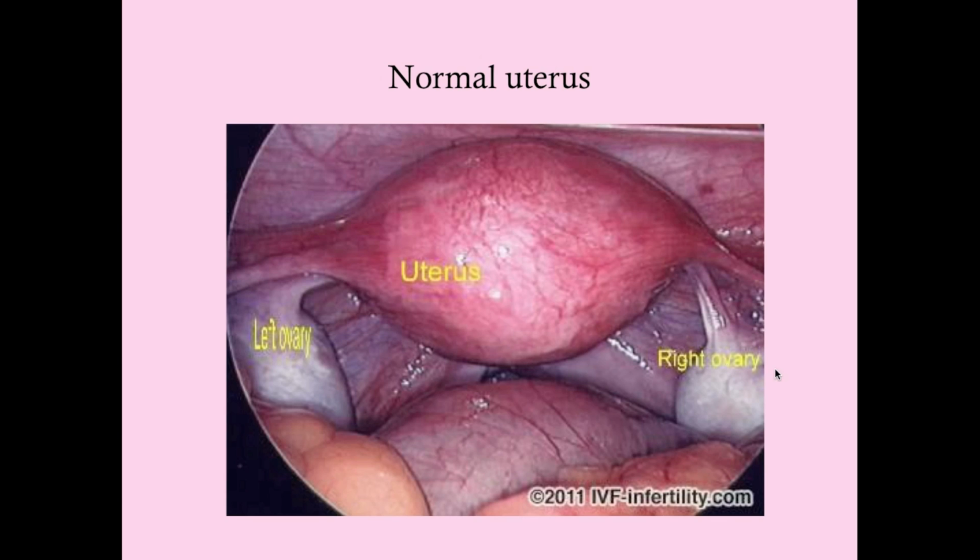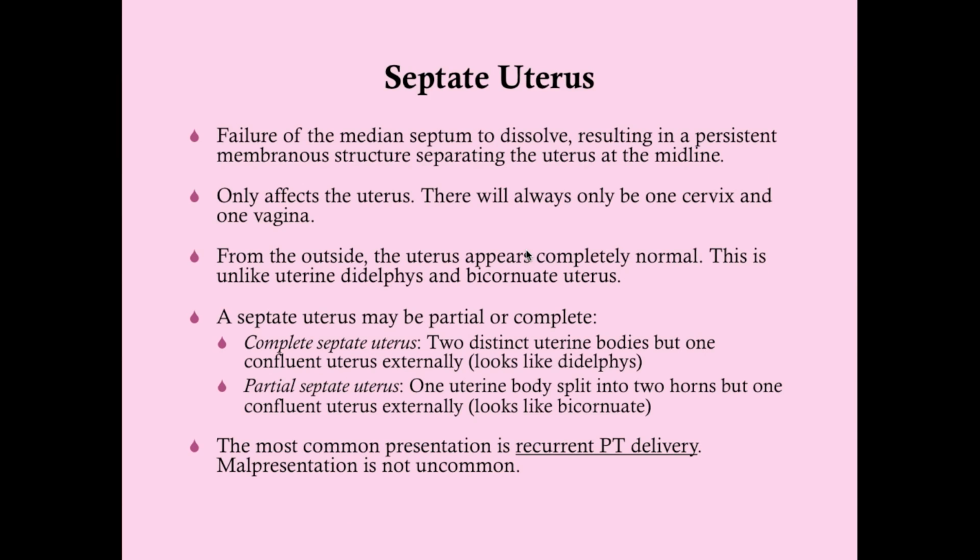So the uterus would look like this. That septum is on the inside. We'll talk about septate uterus now. So a septate uterus is a failure of the median septum to dissolve.